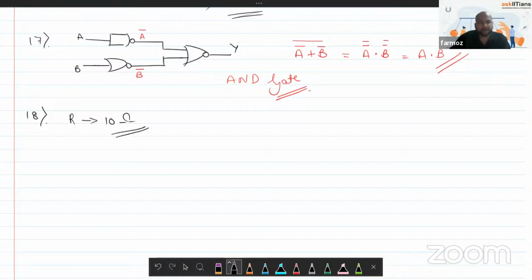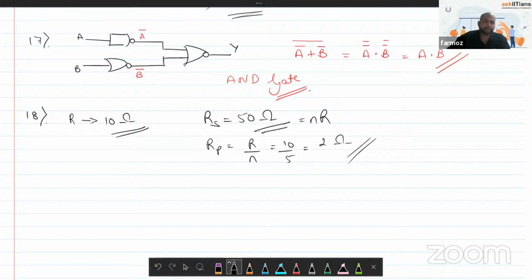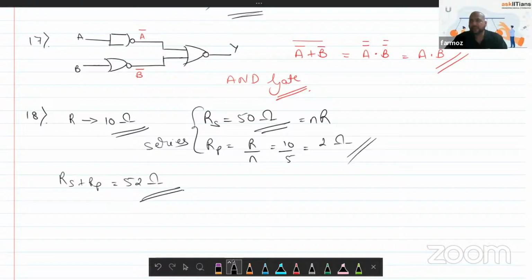Now out of that, the 5 which are connected in series will have a total value of 50 ohms. We can use that formula NR. And the 5 which are connected in parallel will have the resistance of R by N, that is 10 by 5, that becomes 2 ohm. Now these two are connected in series. So your final answer becomes RS plus RP, that is 52 ohms. That's it. Clear everyone? Yes or no? Okay.